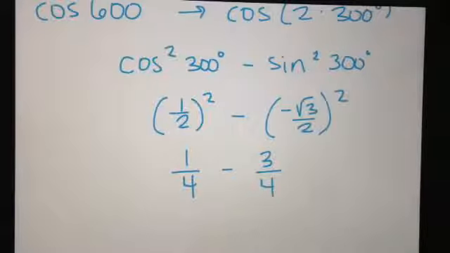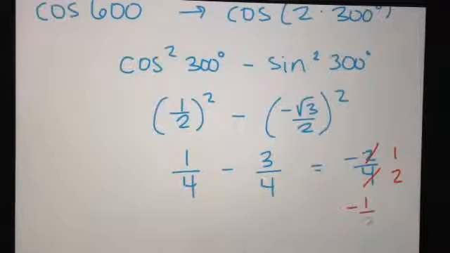So I've got 1/4 minus 3/4, that gives me negative 2/4. And then I can simplify that. Both of those are divisible by 2, so that gives me negative 1/2 as my final answer. And again, you could say, all right, let's look at the unit circle. It's 240, and the x value there is negative 1/2. Or you could plug it into your calculator to double check.